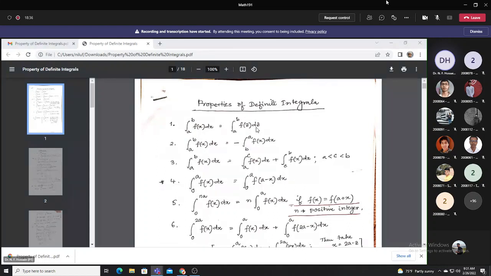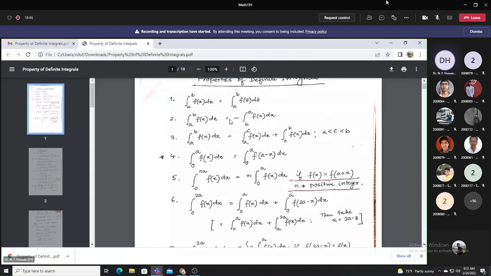After finding the antiderivative of the function, you have to use the limits. This is the lower limit, a is the lower limit, and b is the upper limit here. In the first one, you can change the variable. It was integral of f(x) dx, the lower limit was a, upper limit b. x can be written as any other variable, say u, p, t, etc. Here it is written z.